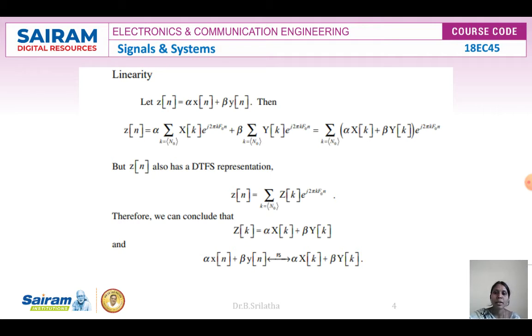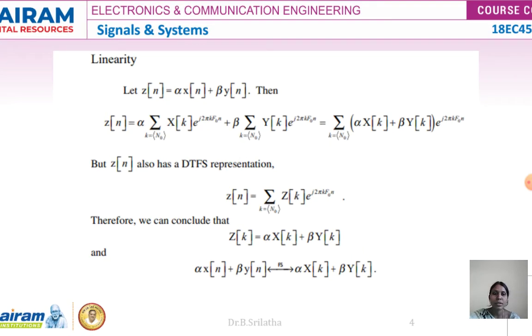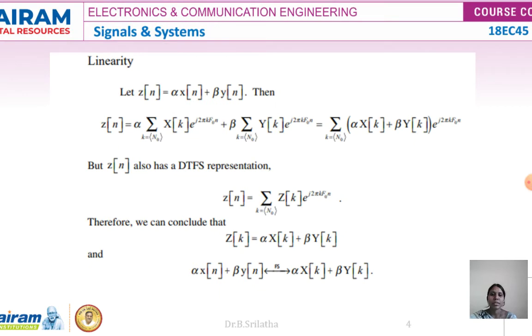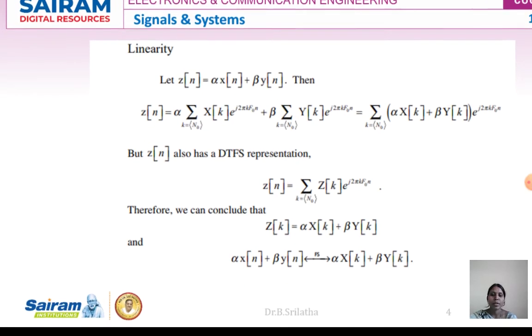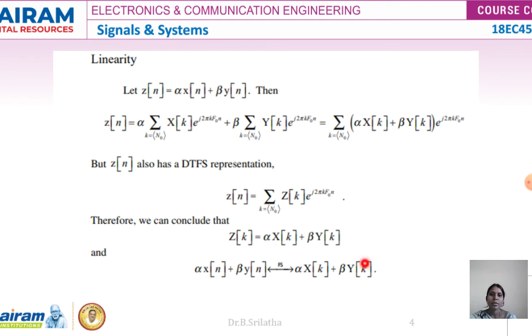But here z of n also has a discrete time Fourier series representation. We can write it as this exponential into Z of k. So Z of k is nothing but this whole thing. Z of k we can write as alpha into X of k plus beta into Y of k.